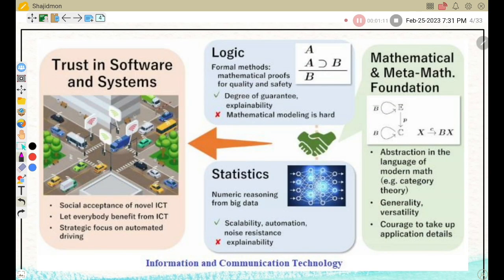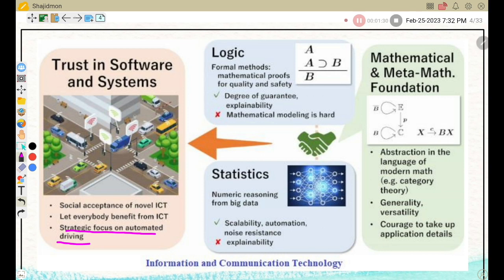Also, one live application you can see here is from information and communication technology, using logic, especially with a strategic focus on automated driving. You can see this example here, automated driving. There also we are using these logic ideas.